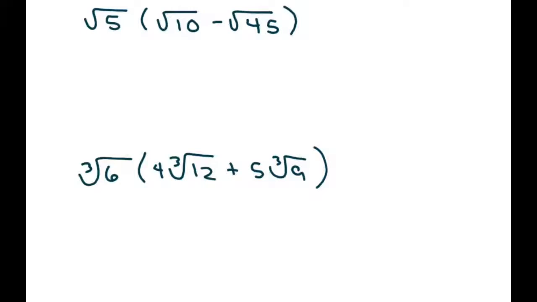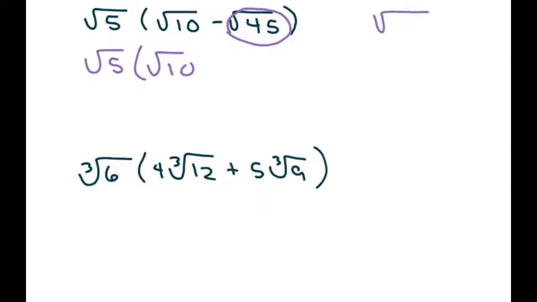The next one we have is this one. The best thing to do on this, you might want to simplify this one first. Let's go ahead and do that. So we have square root of 5 times the square root of 10. Square root of 45 is square root of 9 times 5, which is 3 square root of 5. So I'm going to go ahead and write it like that. Now, unless you have a calculator, and then you can just do it that way.